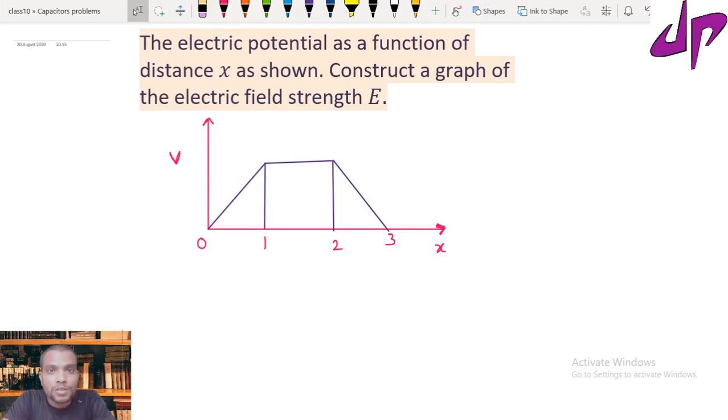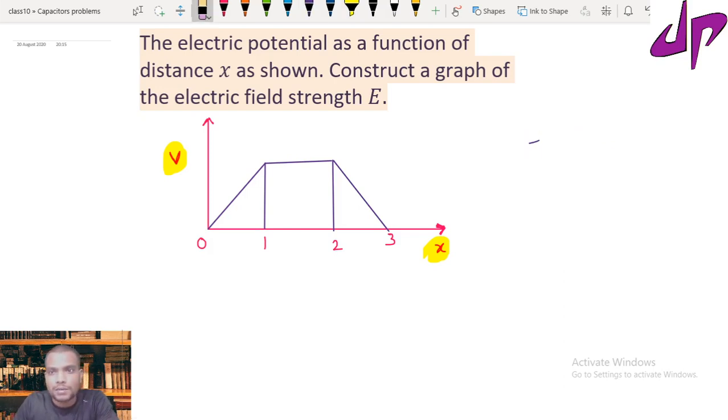The electric potential as a function of distance x is shown. Construct a graph of electric field strength E. So the given figure is potential versus distance x, and we need to construct the electric field E versus x.